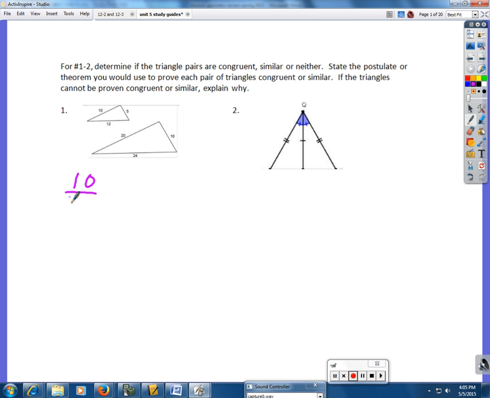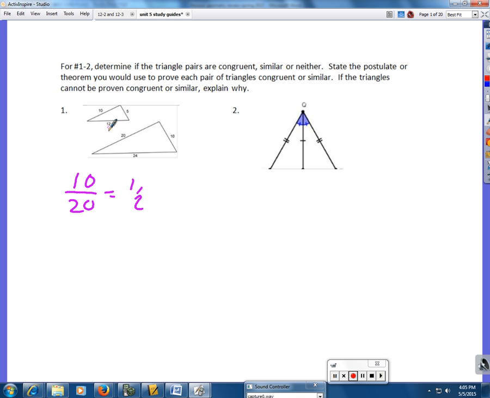10 over 20, which reduces to 1/2. The next pair, 12 over 24, which also reduces to 1/2. And the last pair, 5 over 10, also reduces to 1/2. So since my scale factor is 1/2 and all three of them have that same ratio, they're in proportion, which means I can say yes, by side-side-side similarity.